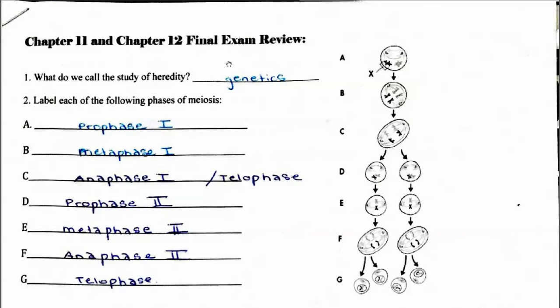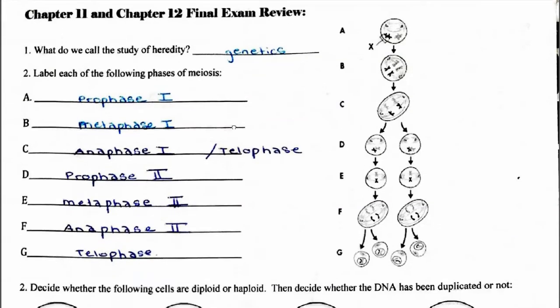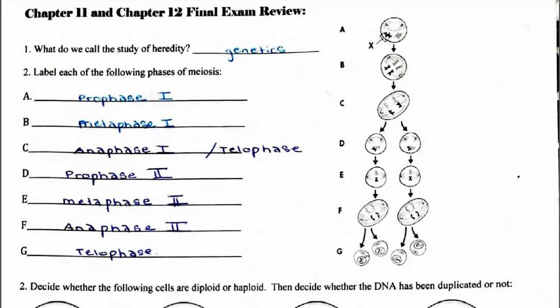What do we call the study of heredity? Well, that's genetics, how things are inherited. Okay. This diagram's kind of funky, and you'll see why with a D, but this is the only part that I really care about. For A, remember you've got two different stages of meiosis. You've got meiosis 1 and meiosis 2.